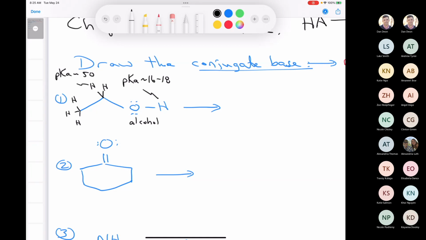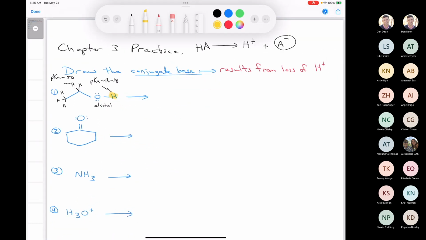You could solve it using pKa values that you have to memorize, or you could have solved it using periodic trends. The hydrogen on the oxygen, well, oxygen is more electronegative than carbon. They're in the same period, and therefore it would be this hydrogen. So if we lose that hydrogen as H+, what are we going to be left over with? We're going to be left over with this, where we have 3 lone pairs on the oxygen, and now we have a negative charge. That would be our conjugate base.